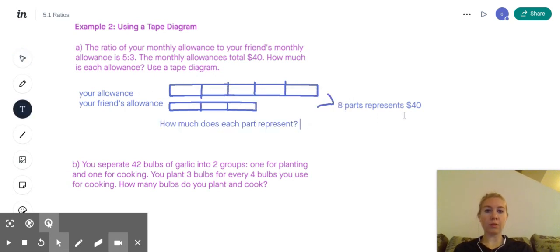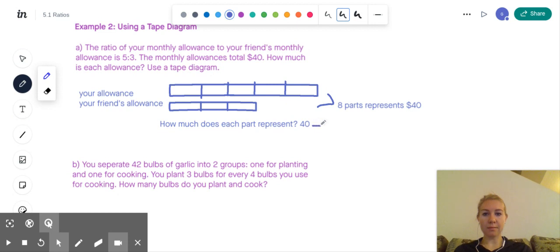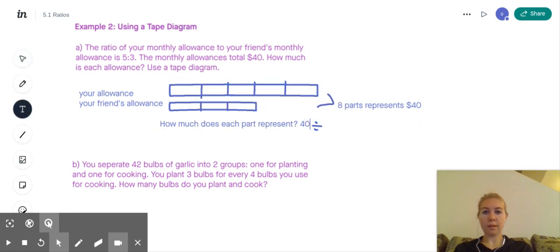So if all 8 parts is $40, and we want to know how much each part is, and there's 8 parts, we need to take 40 divided by 8. And I know 40 divided by 8 is 5. So that means that each of these parts is $5. So I'm going to fill that in here.